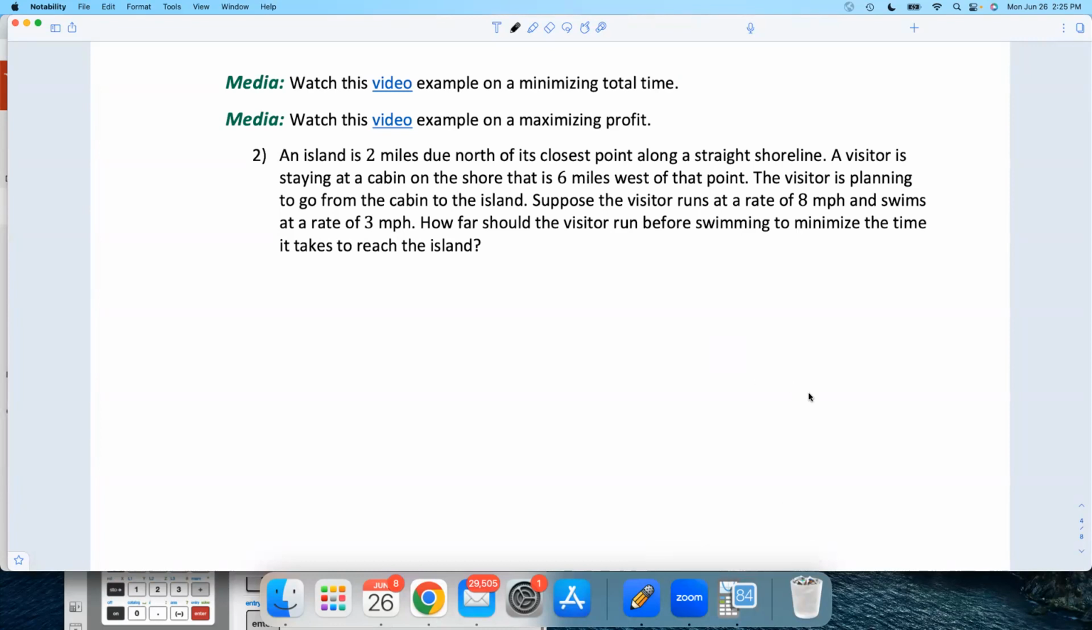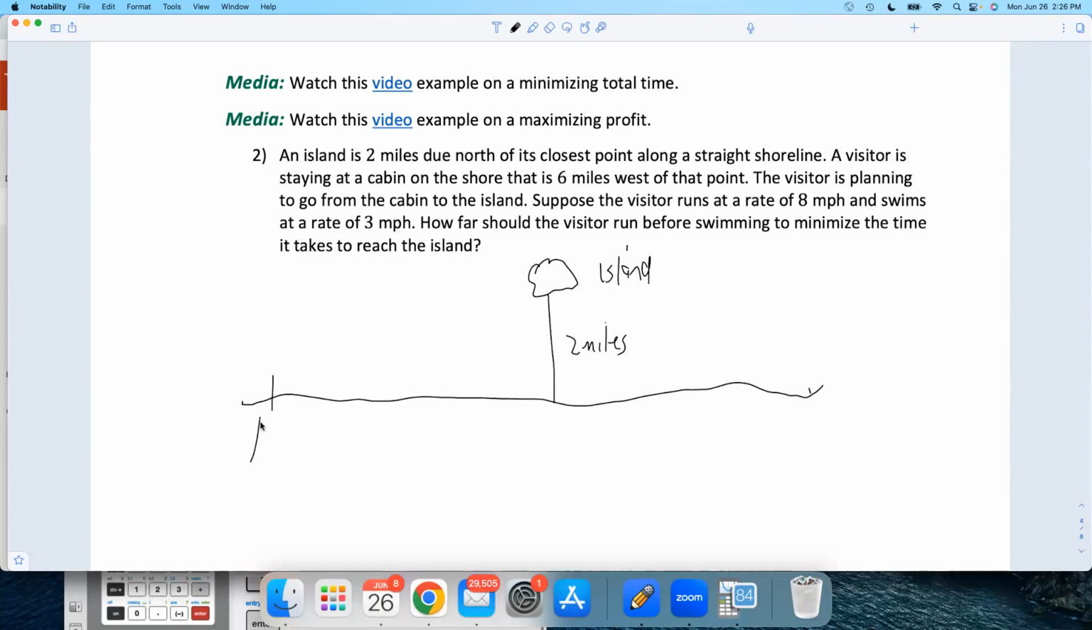Okay, so what we've got here, let me draw a picture. I've got some lake here, and out here is an island. Let's put it right there. There's the island. And it is 2 miles from the shore. And then over here, north, south, east, west, on the west side, we got a house out here 6 miles away.